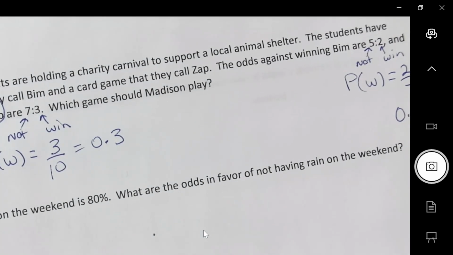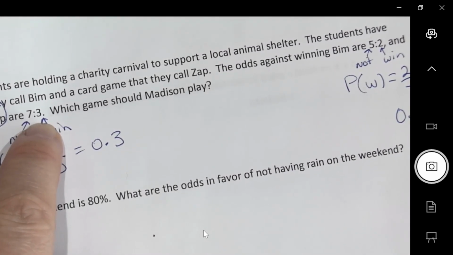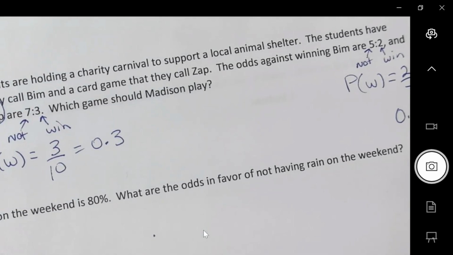How do you know when to add it? When you have to do a probability. Because a probability is always out of a total. Because there's 7 times you're going to lose and 3 times you're going to win. So how many times did you play it all together? 10. Yeah, you have to figure out the probability on this one to see which one is a better chance.